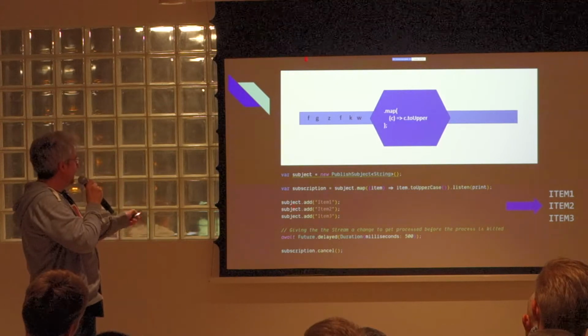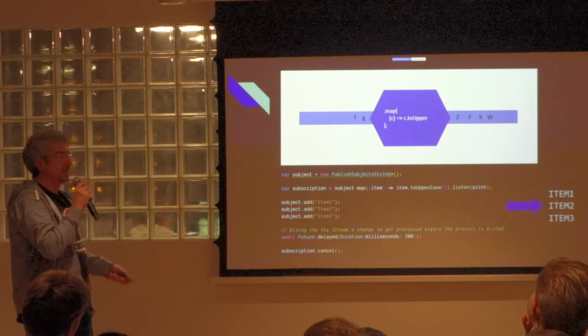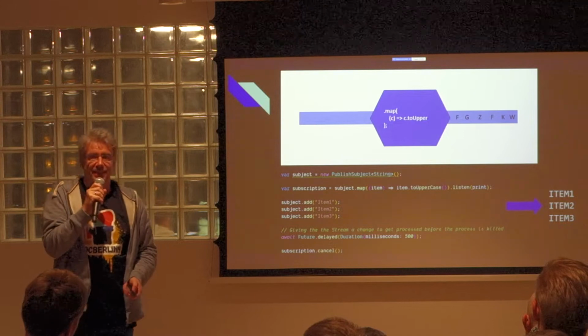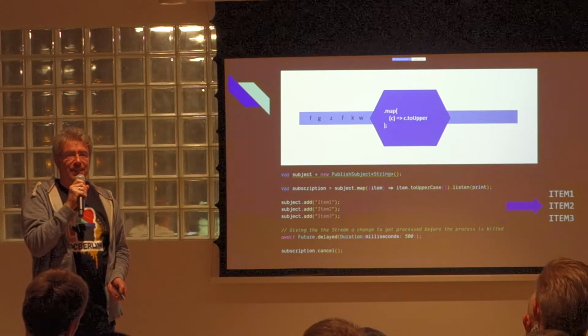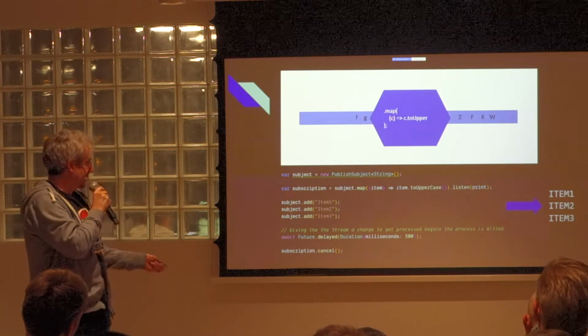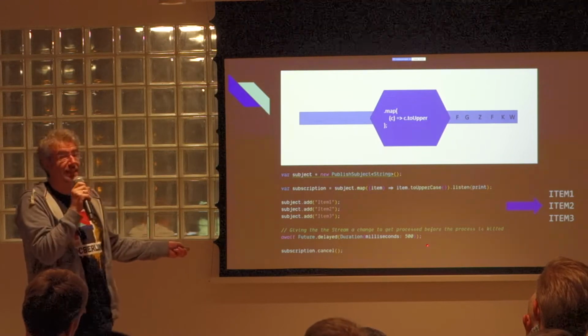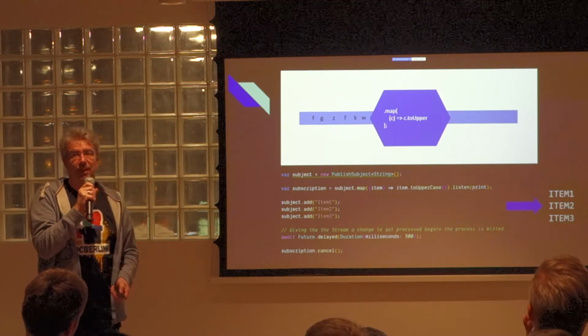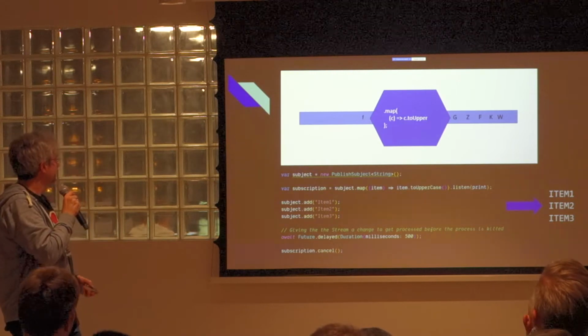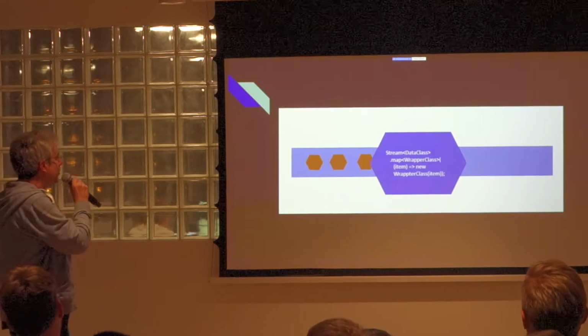Also, I did this code with Dart test, and to give the stream a chance to get into work and do that to its output, I always put this future delay at the end. This is the only reason why it's there. But we can do more.